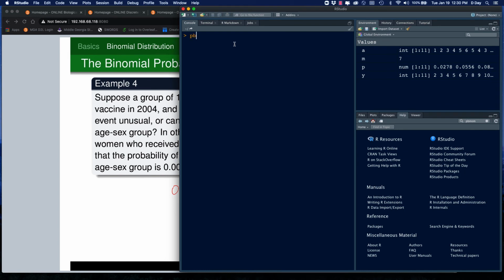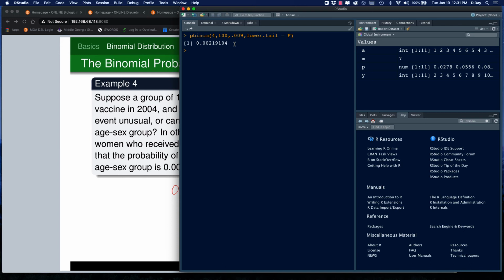So if I use pbinom, and I put in 4 as the number I want it to start afterwards, and then my n in this case is 100, and my p-value is 0.009, and then I throw lower.tail equals FALSE into it. I get a really small value. It's very unlikely that 5 or more women would have died in this particular instance from this vaccine.